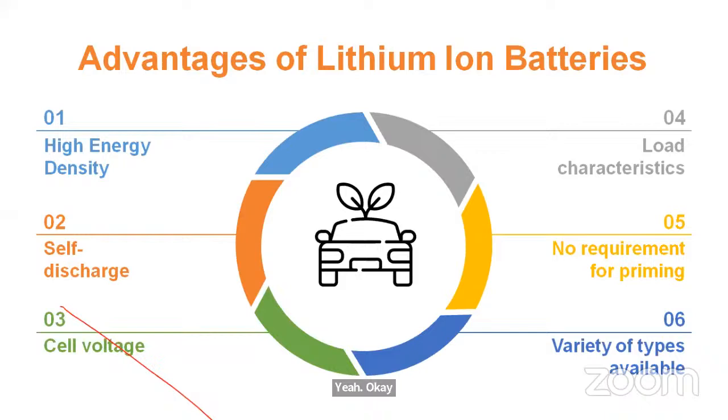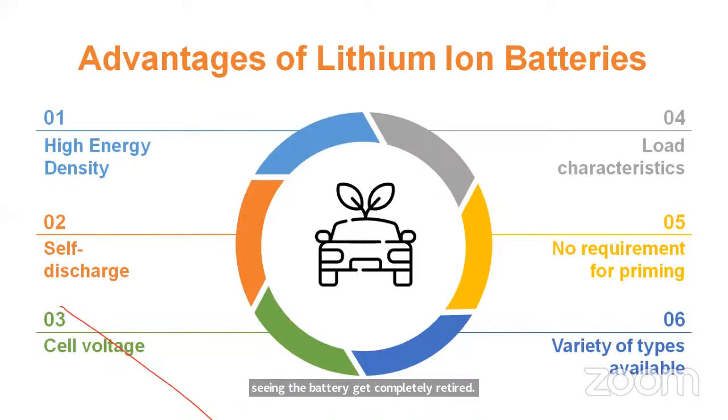Another advantage of lithium-ion batteries is the low self-discharge. What is happening? For example, with a lead acid battery, suppose you are at home and then for 15, 20 days, or for 1 month, you are going out of station. If you keep the lead acid battery unused, when you come back after 1 month, you will see the battery has completely discharged.